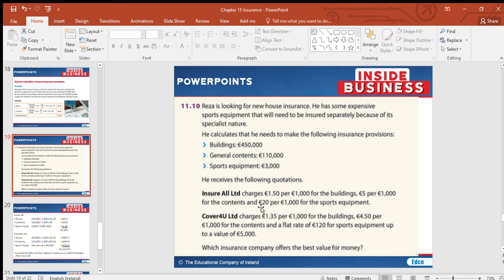You have the two different insurance companies. Calculate how much they will cost for house, contents, sports equipment for both. Add up the total costs and tell me whichever insurance company offers the best value for money. That's our work for now.